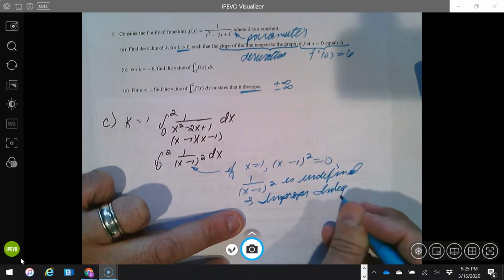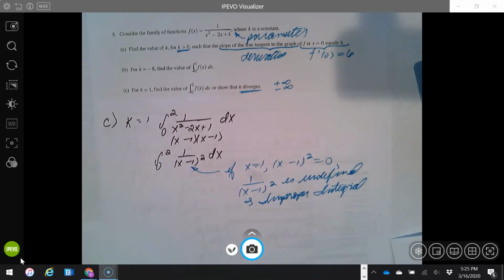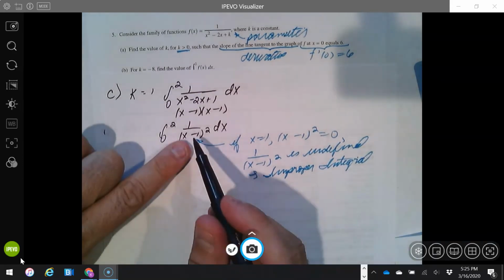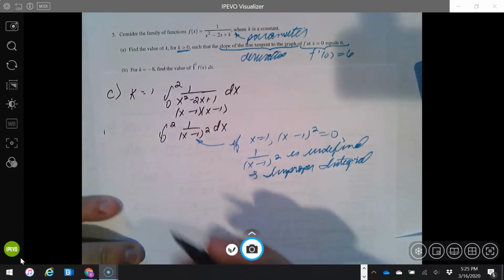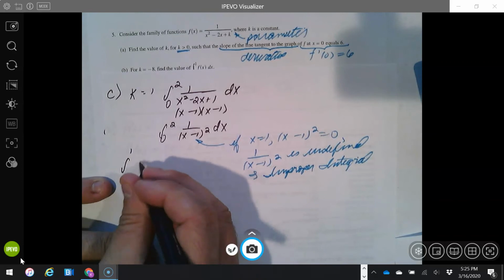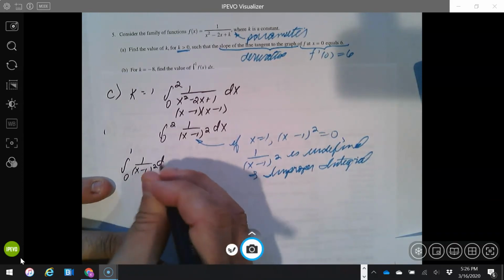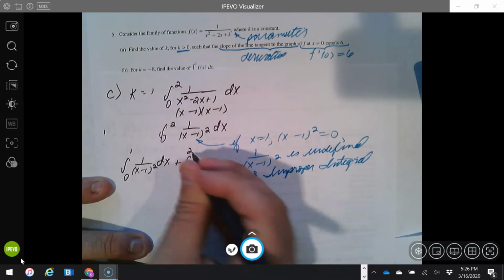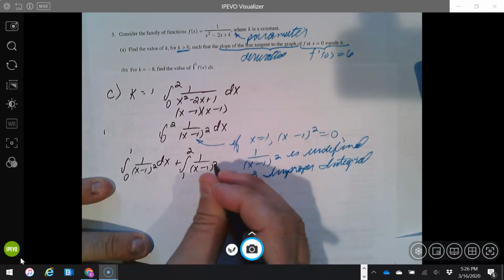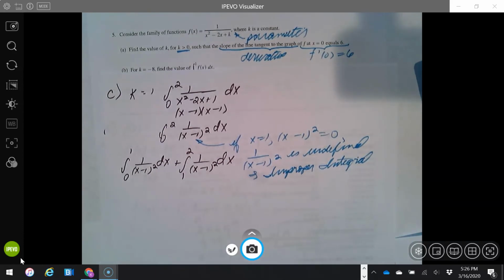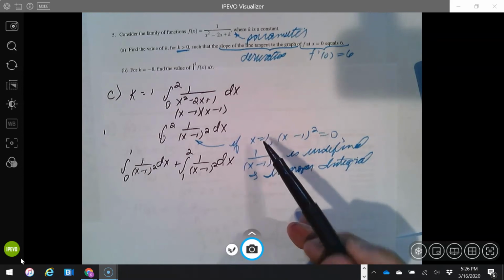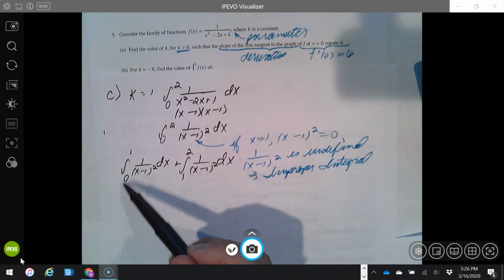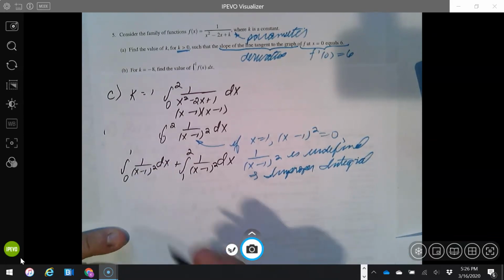And if you're working with an improper integral, the only correct way to do this is going to be to rewrite this problem as, in this case, two different definite integrals. We're going to evaluate from 0 to 1, 1 over (x minus 1) squared dx, and we're going to add on to that the integral from 1 to 2, 1 over (x minus 1) squared dx. The problem happens at x equals 1. So I cannot do an integral from 0 to 1 of 1 over (x minus 1) squared dx.